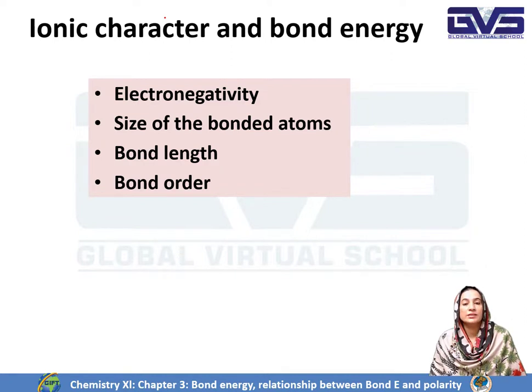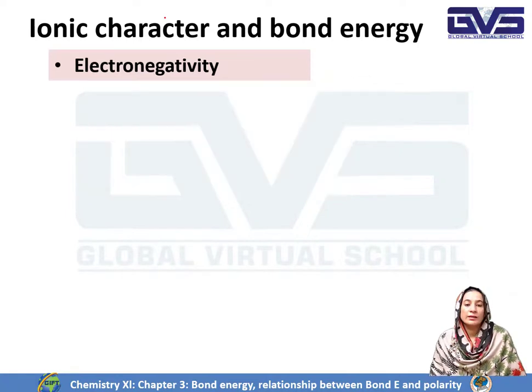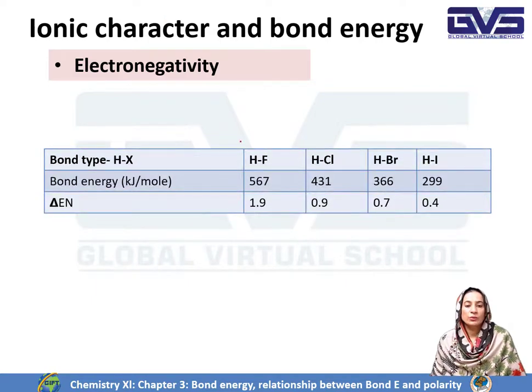Bond order means whether this is a single bond, double, or triple bond. So we have an example of how bond energy is related to electronegativity. Fluorine is the most electronegative element of the periodic table, with a value of 4, and hydrogen has 2.1 electronegativity. Chlorine has less than fluorine, that is 3.5. Bromine's electronegativity is even less than chlorine, and iodine has the least among these halogens, fluorine, chlorine, bromine, and iodine, while hydrogen in this case is the same for all the halogens.